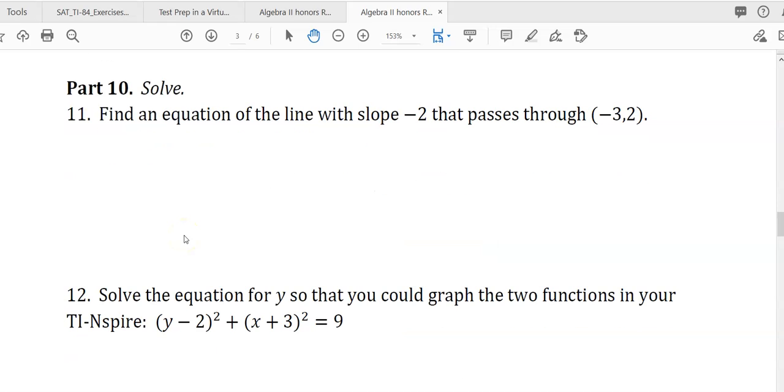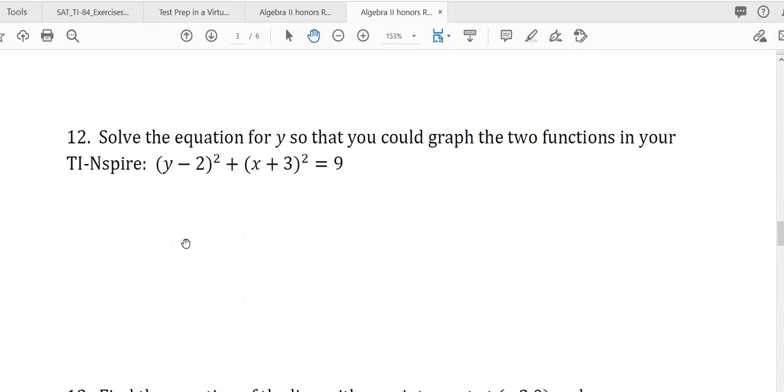Find the equation of the slope. Oh, this is easy. Point slope form, y minus 2 equals negative 2 times x minus negative 3. You're done, using the point slope formula.